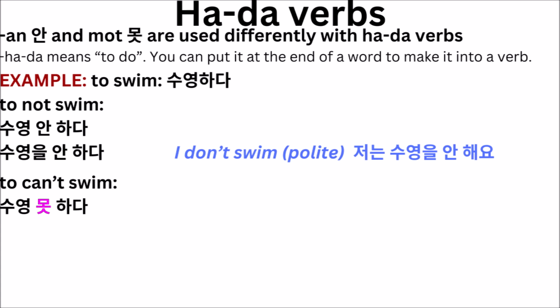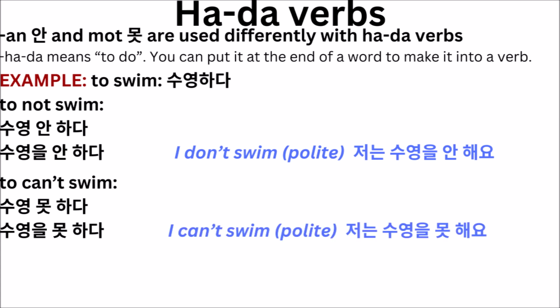And we do the same thing with can't, 못. When you have a 하다 verb, you put 못 right in the middle. 수영 못 하다. And to be really proper about it, we add a 를 or an 을. 수영을 못 하다. And I can't swim in the polite form is 저는 수영을 못 해요.